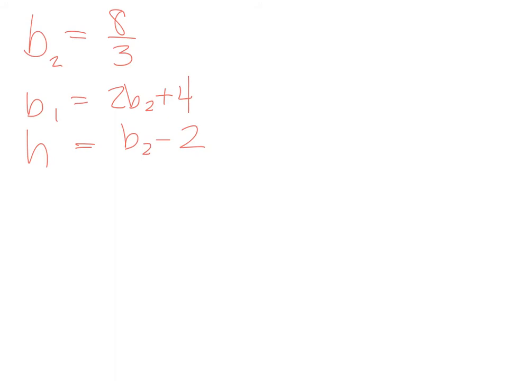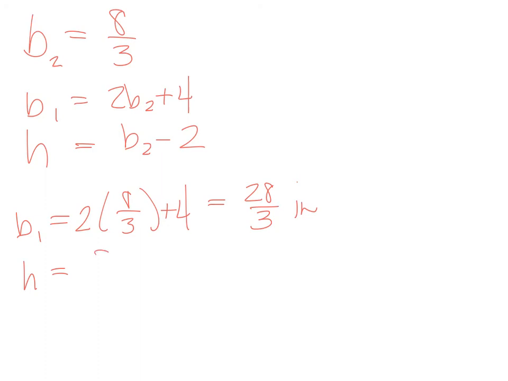So let's go ahead and substitute in. I know base 2 is 8/3 because we just solved for it. 2 times 8/3 plus 4 actually gives me 28/3. Go ahead and measure that one out. And then the height. Go ahead and substitute 8/3 minus 2. You can use your handy dandy calculator.